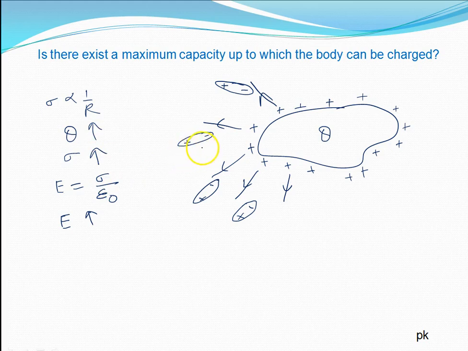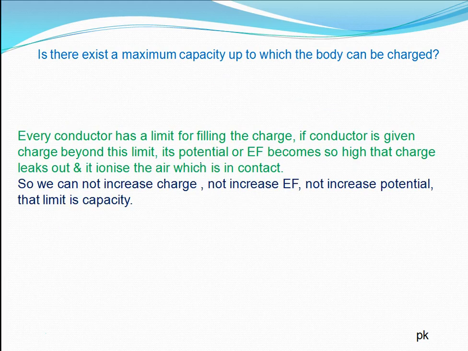Then a situation may come where the positive and negative charges separate, which we have discussed. It is known as dielectric breakdown. Now this negative charge may neutralize the positive charge because electrons can move. So ultimately what is happening is that you are giving charge and the charge is leaking to the surroundings. So we say there is a maximum capacity up to which the body can be charged. Read this slide.